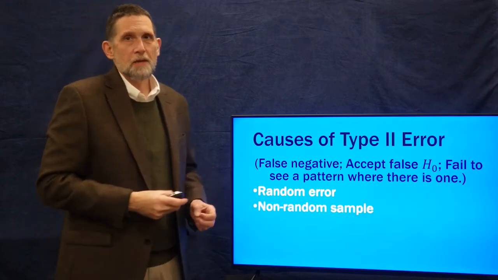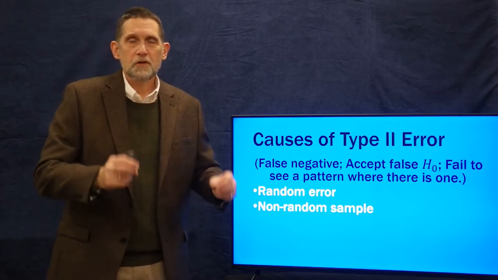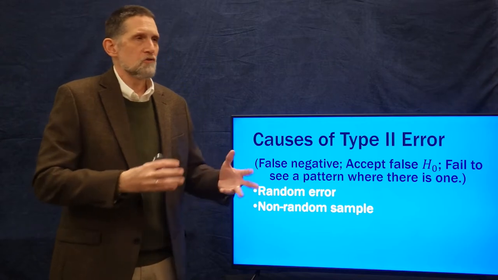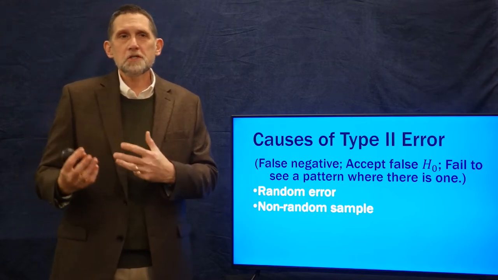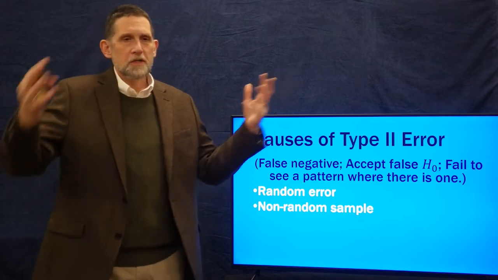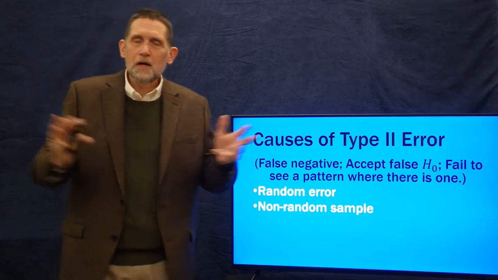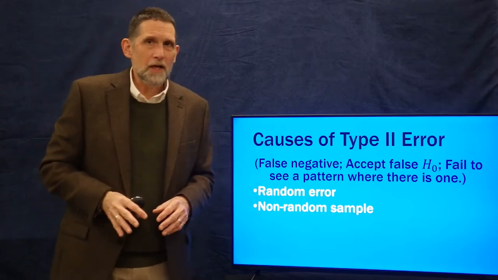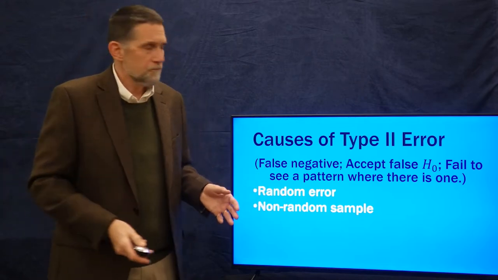Another one is a non-random sample. Same thing as last time. In a non-random sample, what might happen is that there's a true pattern there, but because of however you've grabbed or opportunistically sampled, you get just a bunch of people, or cases, that cancel each other out. It becomes almost like a form of random error, and you can't see a true pattern that's there.